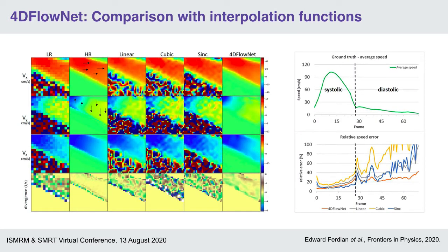Comparing with other interpolation functions, the 4D flow net predicts better than, for instance, the linear, cubic, or sinc interpolation methods. In the non-fluid domain, we see that there are noises in the interpolation methods, but for the 4D flow net, it removes all the noise. Also, we can see inside the fluid domain itself, in the vessel, the prediction of the 4D flow net is quite good. And the errors for the 4D flow net are the least.